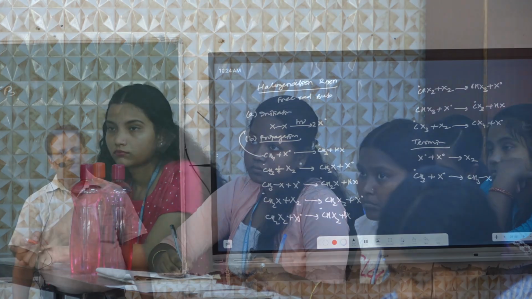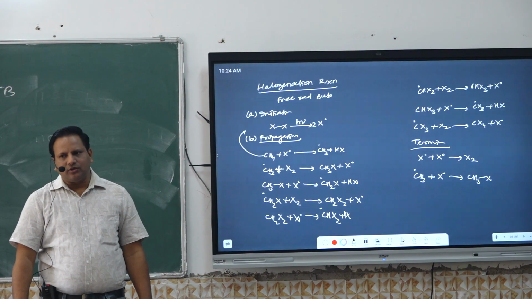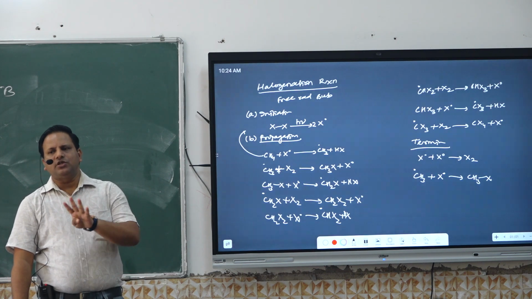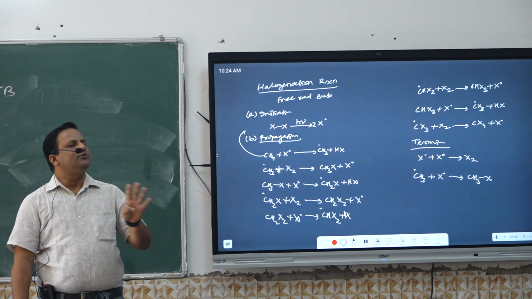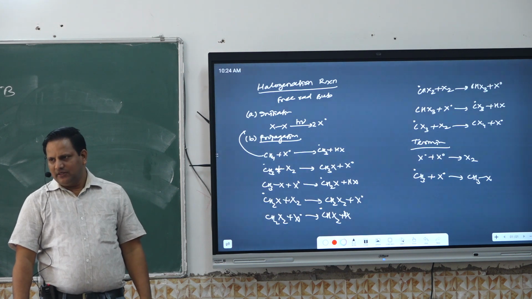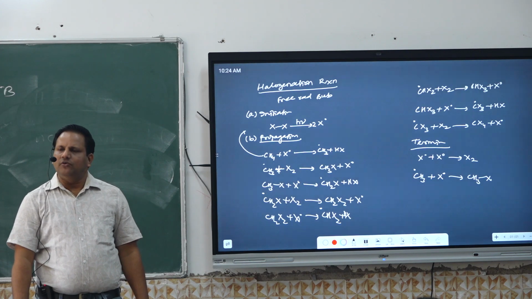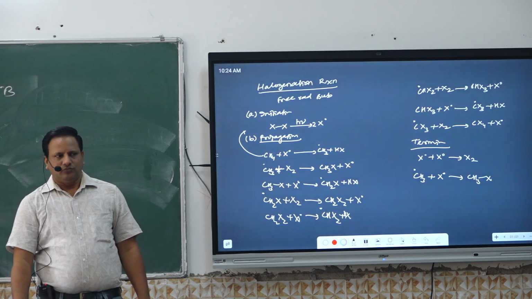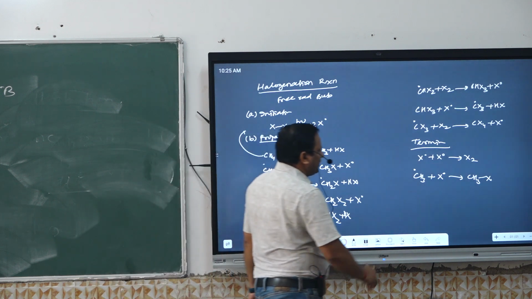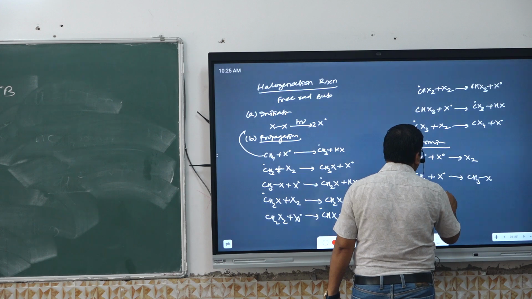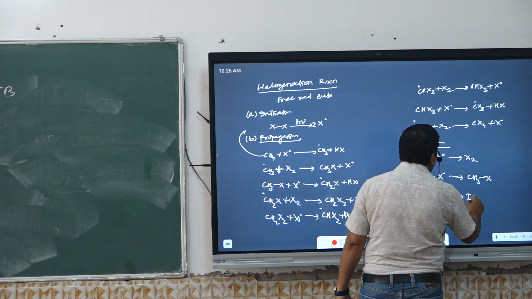Now, what is the order of reactivity of halogens? Halogen means it can be fluorination, chlorination, bromination and iodination. Four types of halogenation reactions can take place. Among these four, what is the order of reactivity of halogen? Fluorination, then chlorination, then bromination, iodination: fluorine, chlorine, bromine, iodine.